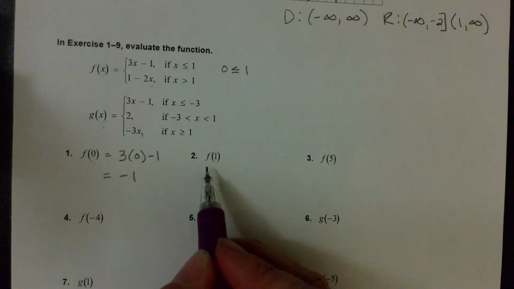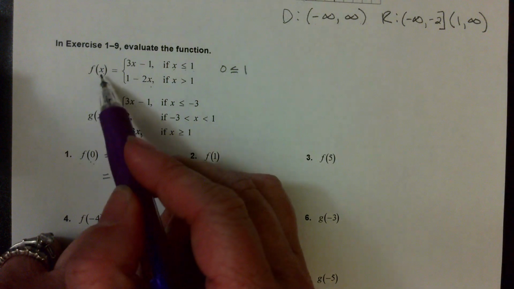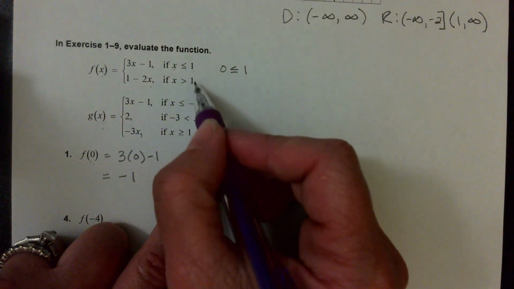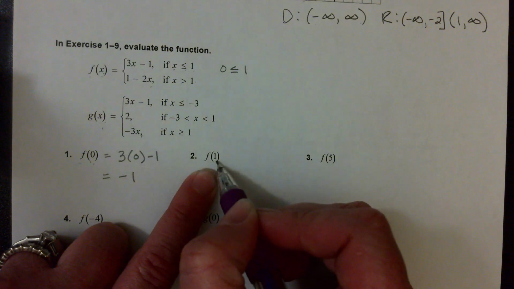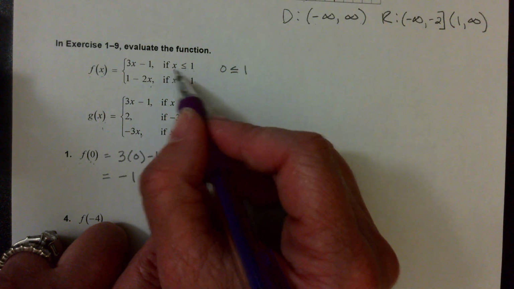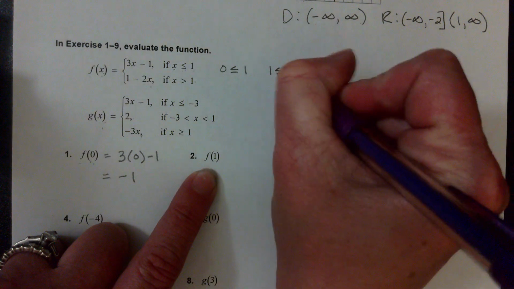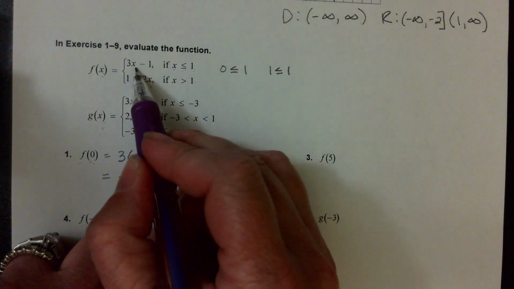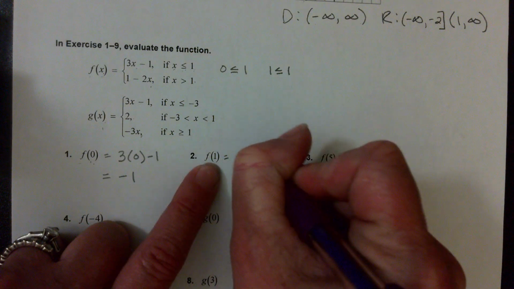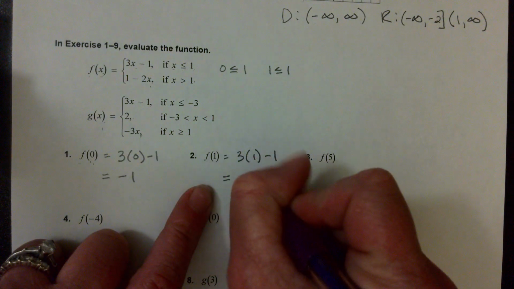For f of 1, again we're going to evaluate f because that's the name of the function, and we want to think which of these branches holds when x is 1. We can see this branch is for when x is less than or equal to 1, and since 1 is less than or equal to 1, again we're going to use that first branch. So this is going to be 3 times our input value of 1 minus 1, 3 minus 1, this value would be 2.